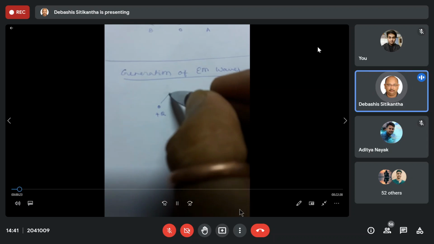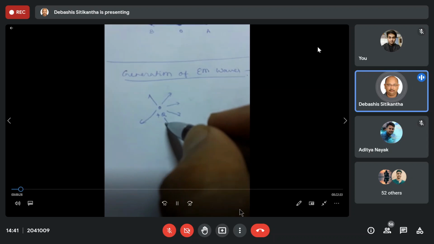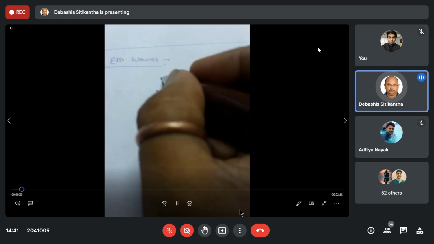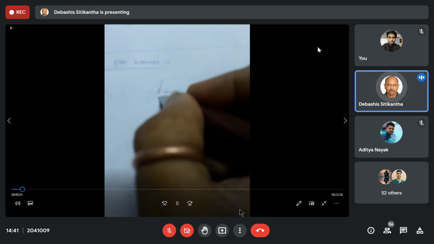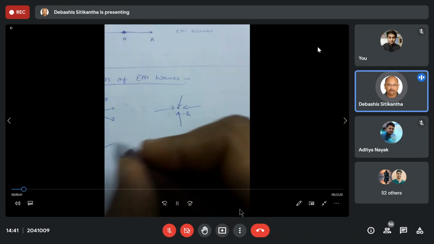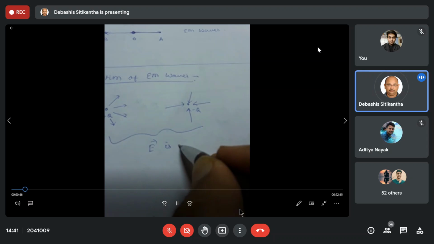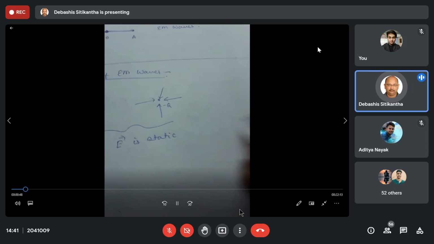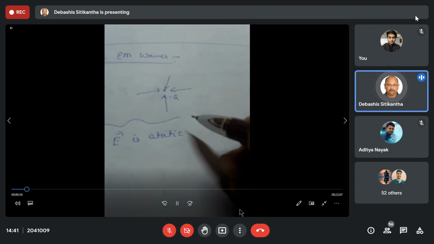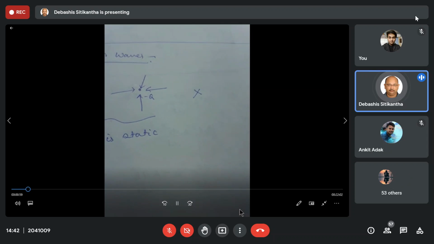So when it is stationary, the electric field produced because of this positive point charge is also stationary in nature. Similarly, if I have a negative charge, even though the directions of your electric field are in this manner, still the electric field is stationary. So in these two cases, your electric field E vector is static. That means it is producing an electrostatic field. So we all know that whenever the electric field is static or it is not time varying, then there is no generation of electromagnetic waves.